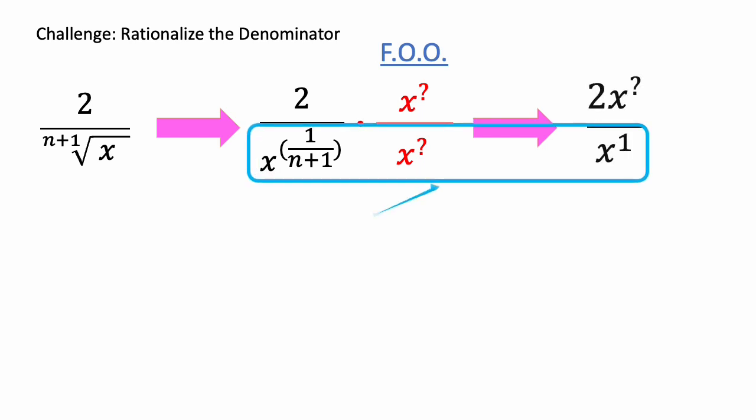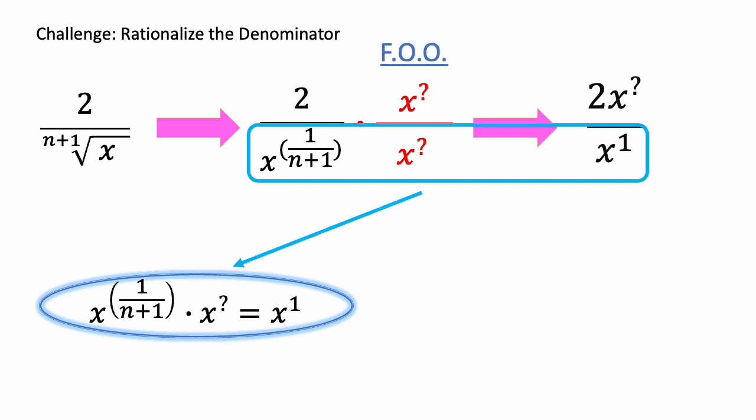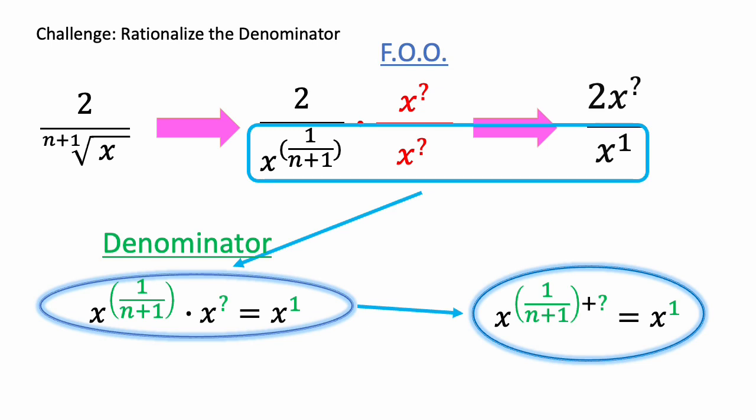If we zoom in on our denominator, and we just consider x to the power of 1 over n plus 1 times x to the question mark equals x to the power of 1, we can see that our goal is to discover, well, what is this value of the question mark that makes this expression true and turns our denominator into x to the power of 1. And so, using our rule of exponents, a base of x raised to 2 exponents and being multiplied, we can add the exponents. So we get x to the 1 over n plus 1 plus our question mark equals x to the power of 1.